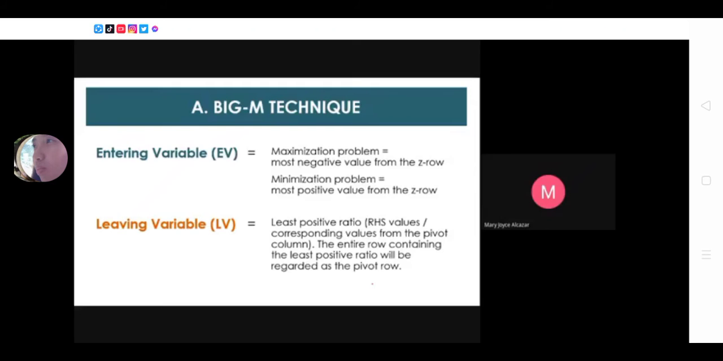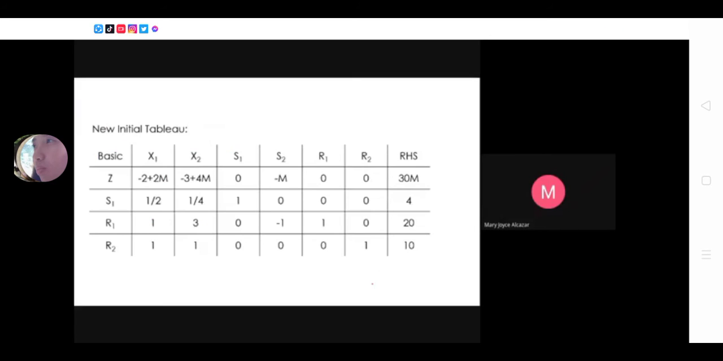So we need to identify those two values to proceed with the iterations. So here is the new initial tableau. And then you need to identify the most positive value in the zero. But how will you identify a positive value if the values have letters, may letter M? So to identify the most positive value, we have to assume that M is 100.